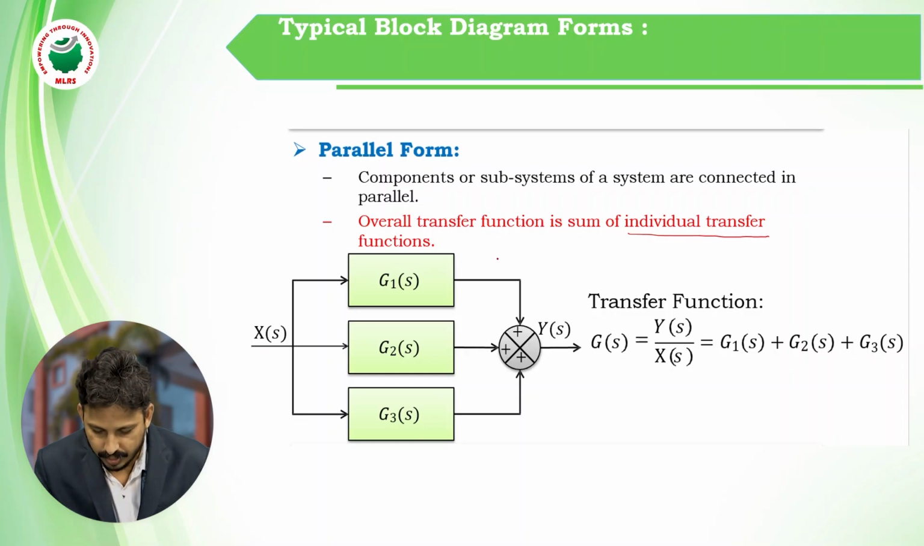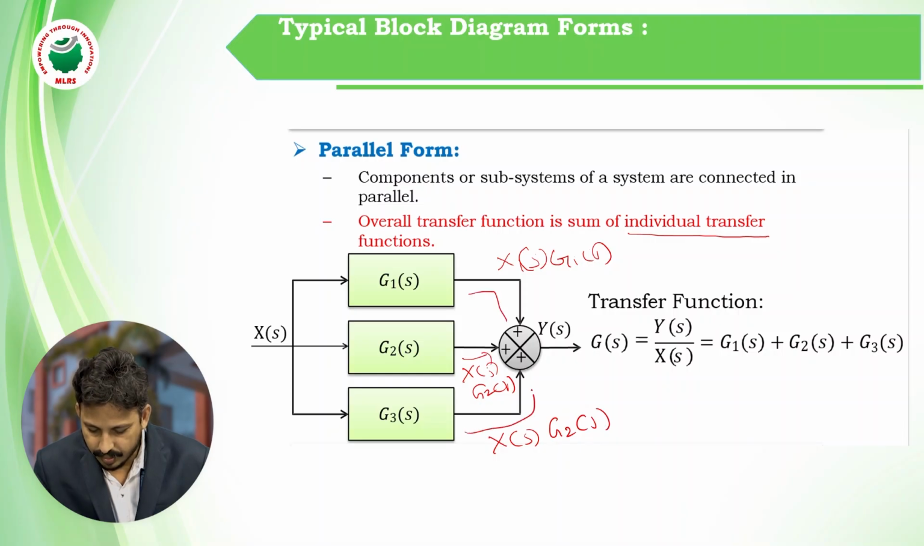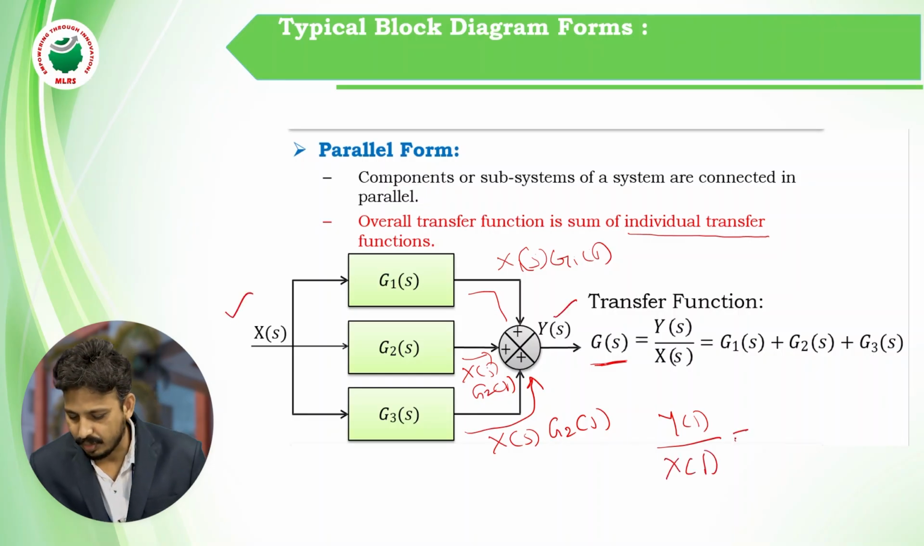Here the output is X of S into G1 of S. Here X of S into G2 of S. Here the signal is X of S into G3 of S. So these 3 signals are entering into a summing point. The output is Y of S. Overall transfer function is Y of S by X of S, output by input, which is equal to adding all 3 block gains: G1 of S plus G2 of S plus G3 of S.